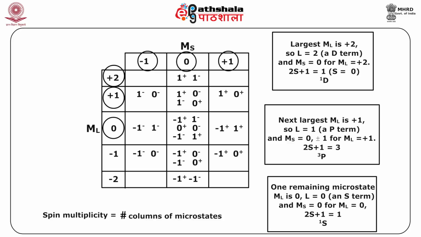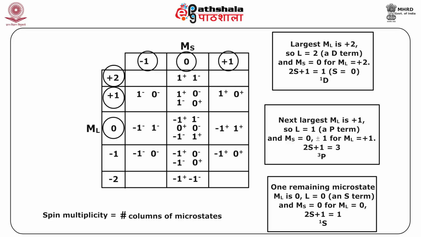The largest ML term is plus 2, so the value of capital L is equal to 2, which suggests a capital D term, and since the MS value is 0 for the ML value of plus 2, 2S plus 1 gives us the value 1, which means S is equal to 0. Thus, the term comes out to be singlet D.